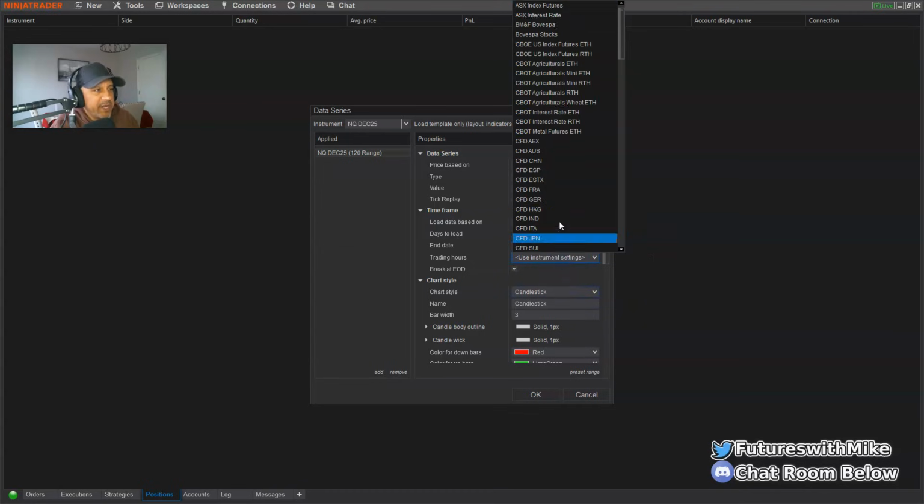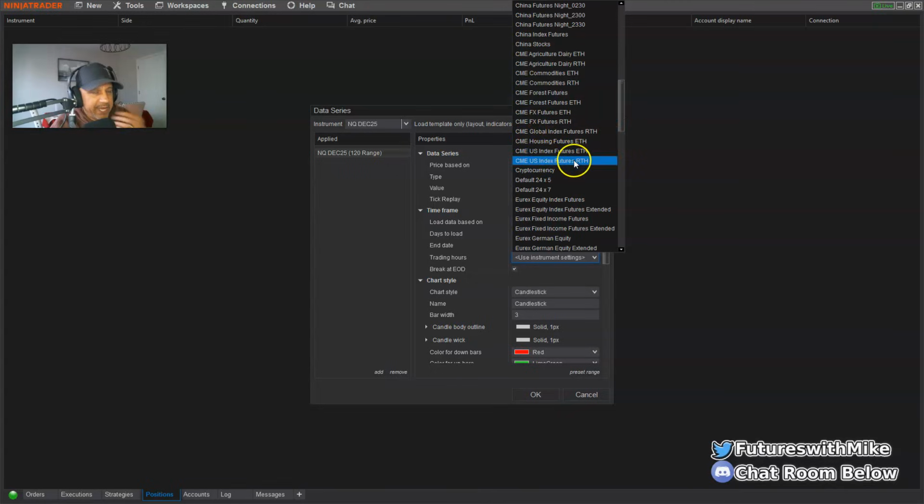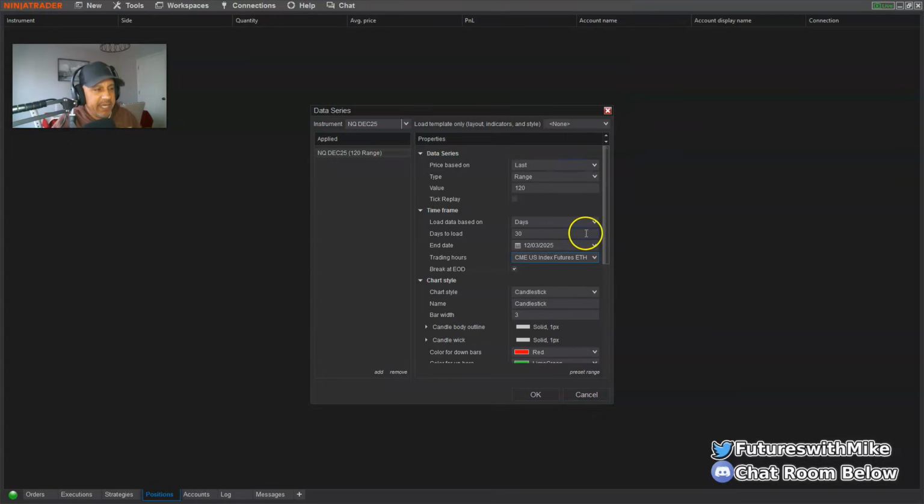I changed the trading hours. Scroll down to CME. You could do RTH, which is regular trading hours. If you're just interested in the New York Stock Exchange opening at 9:30, you'll see market movement with data starting at 9:30. But because I like looking at the electronic trading hours as well, I'm going to put CME US Index Futures ETH, which stands for electronic trading hours.